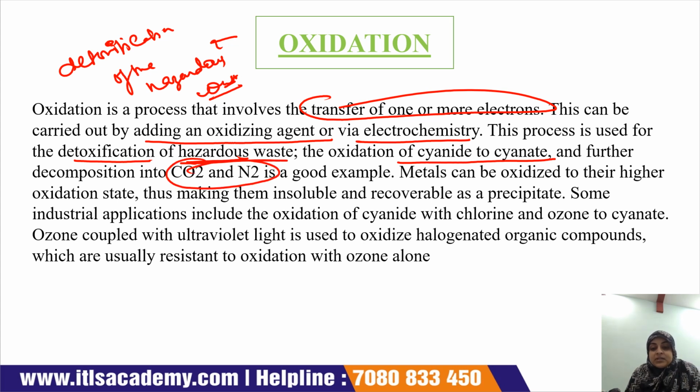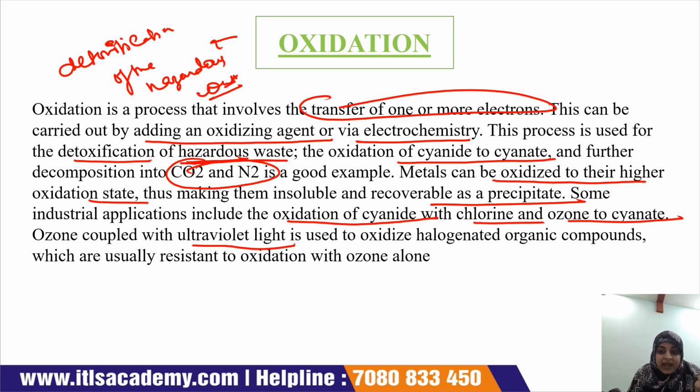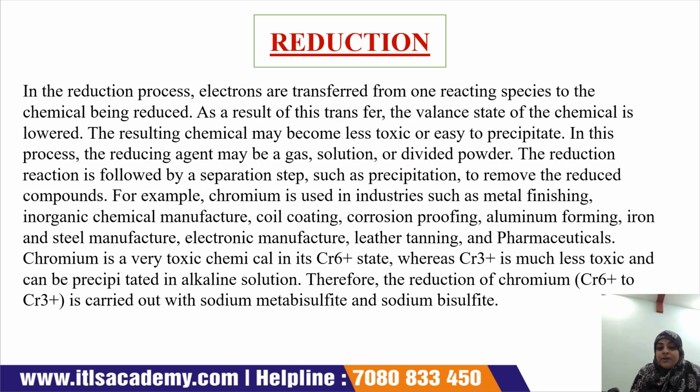The oxidation of cyanide to cyanate and the decomposition of cyanate to CO2 and N2 are good examples of this oxidation. Metals can also be oxidized to a higher oxidation state, thus making them insoluble, and they can be recovered as a precipitate. This oxidation also has industrial applications, like oxidation of cyanide with the help of chlorine and ozone to cyanate. Ozone coupled with ultraviolet light is also used for the oxidation of halogenated organic compounds which are resistant to oxidation with ozone alone.